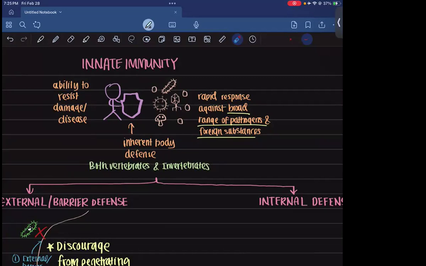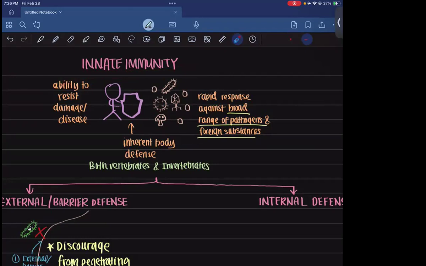If you read everything, innate immunity is the ability to resist diseases, damages in the body, it will be such a headache. When you finish reading the sentence, you will be wondering what you were even reading. That's going to be difficult. So break it into simpler terms, simpler points, and then try to comprehend and remember the definition. So what is innate immunity?